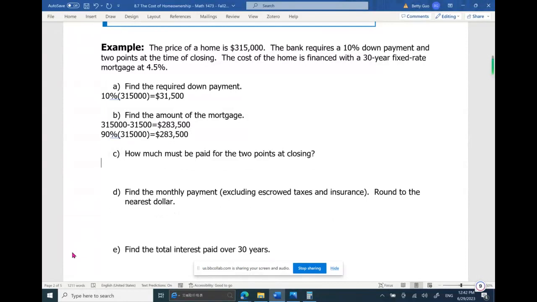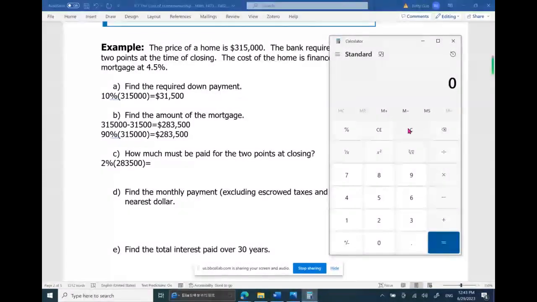Part C. How much must be paid for the 2 points at the closing? Do you remember the concept of 2 points? 1 point is 1% of what? 1% of the loan amount, not the home price. So 2 points would be 2% of the loan amount. We have the loan amount from part B, which is $283,500.